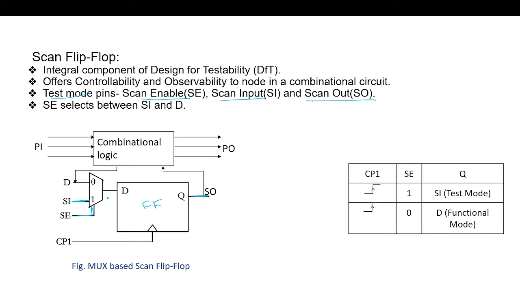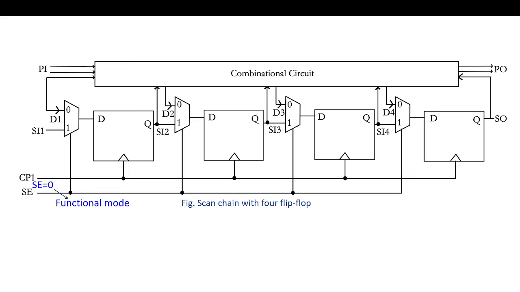Test mode and functional mode. If I want to set a logic 1 here, I want SI to be 1, SE to be 1. I think everyone agrees with this. Now if I want to observe D equal to 0 here, we set SE equal to 0. So this way we can capture the value as well as apply the value; both observability and controllability are provided by this scan flip-flop.